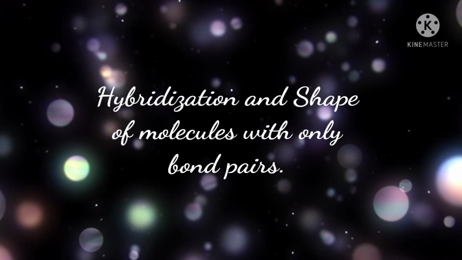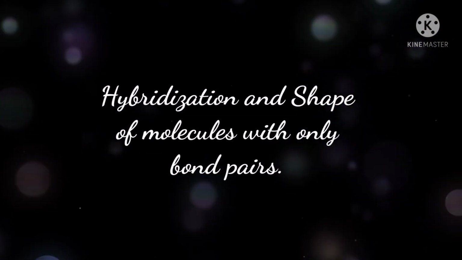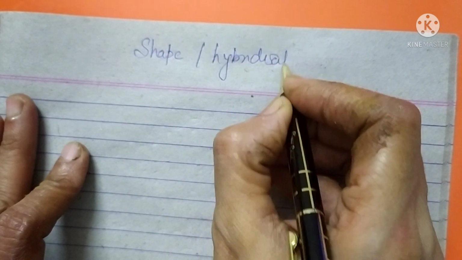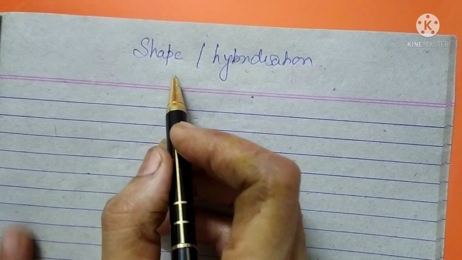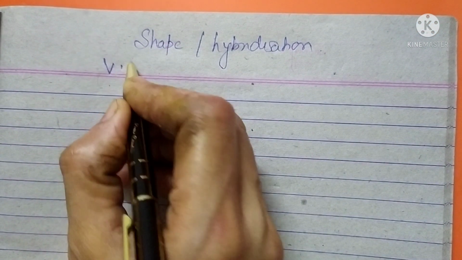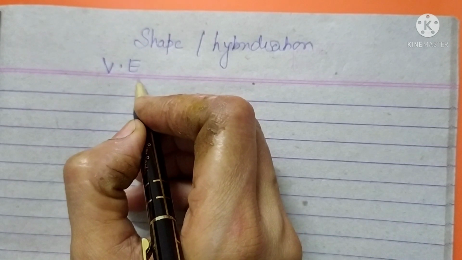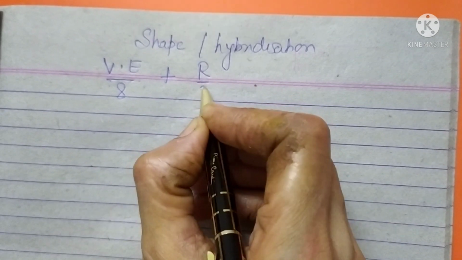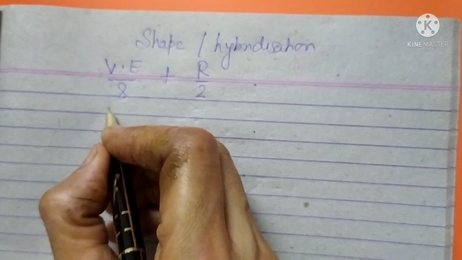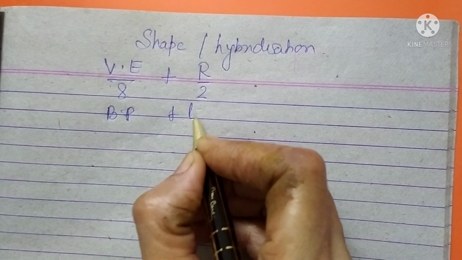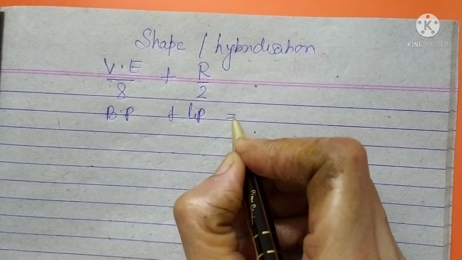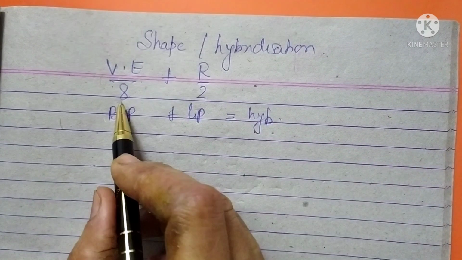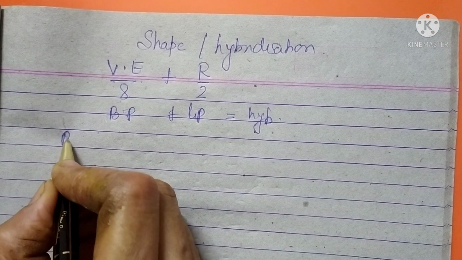How to find out the shape and hybridization of any molecule. First, let us try to understand the formula. The formula is the valence electrons of all the atoms in a molecule divided by 8, plus the remainder divided by 2. This will give us bond pairs, and this will give us lone pairs of electrons, and the total will give us hybridization. Now let us apply this formula to molecules one by one.